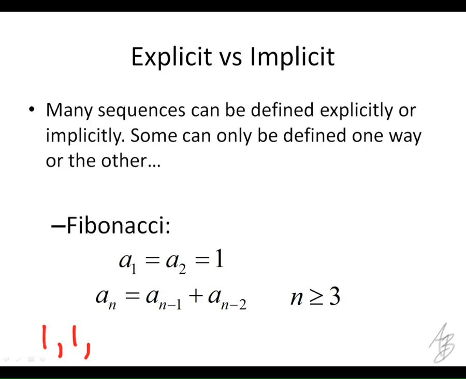So what's that going to be? 2, then 3, 5, 8. We get each one of these by adding the two terms before it. There is no way to figure out what the 100th term is going to be without computing the 99 before that.